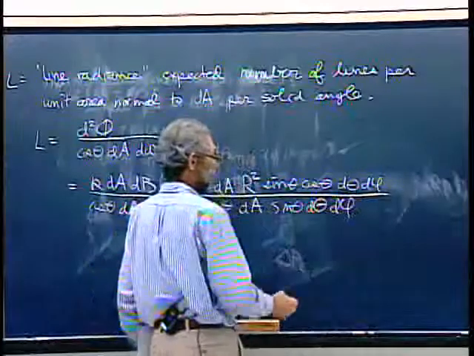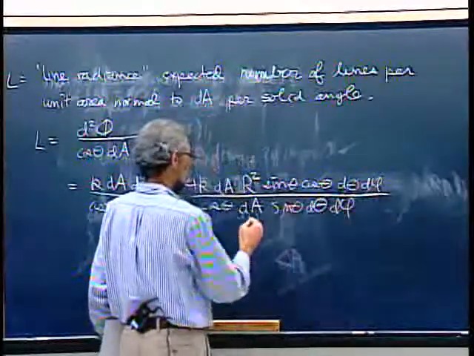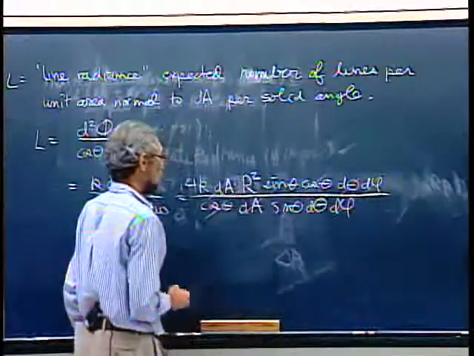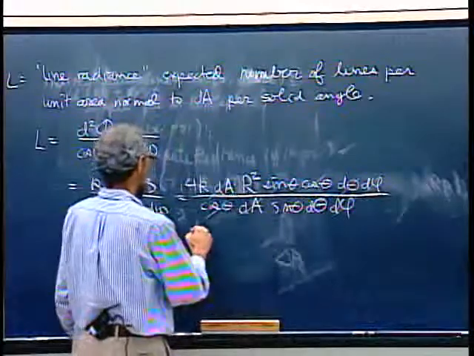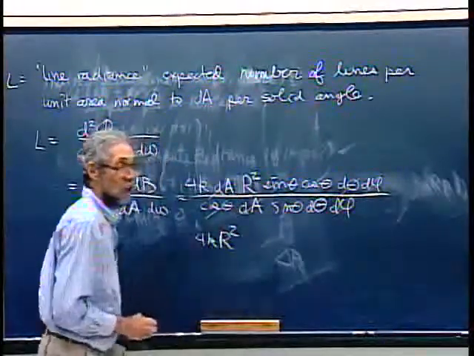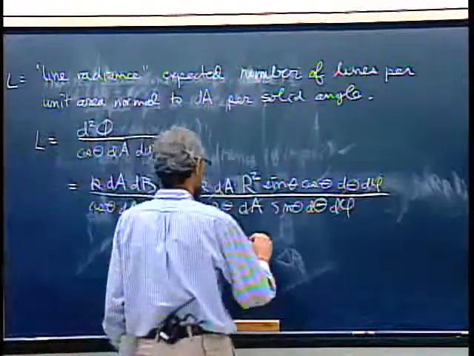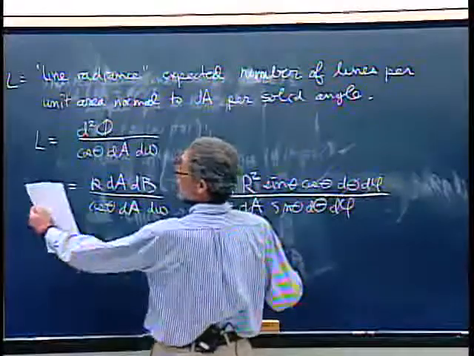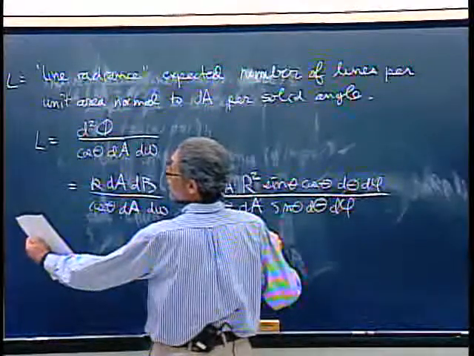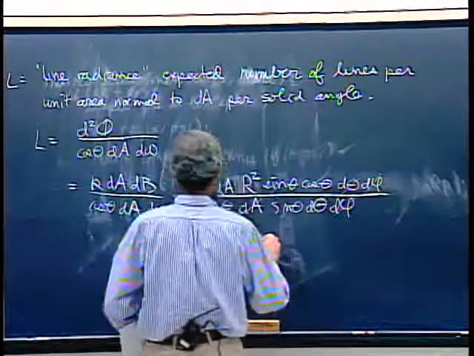Okay, now I can cancel away happily. My d phis cancel, my d thetas cancel, my sine thetas cancel, my cosine thetas cancel, my dAs cancel, and I have 4k r squared, and that's already visibly a constant. But if I want, I can substitute the value for k I had up there, which was n over 4 pi r squared squared.